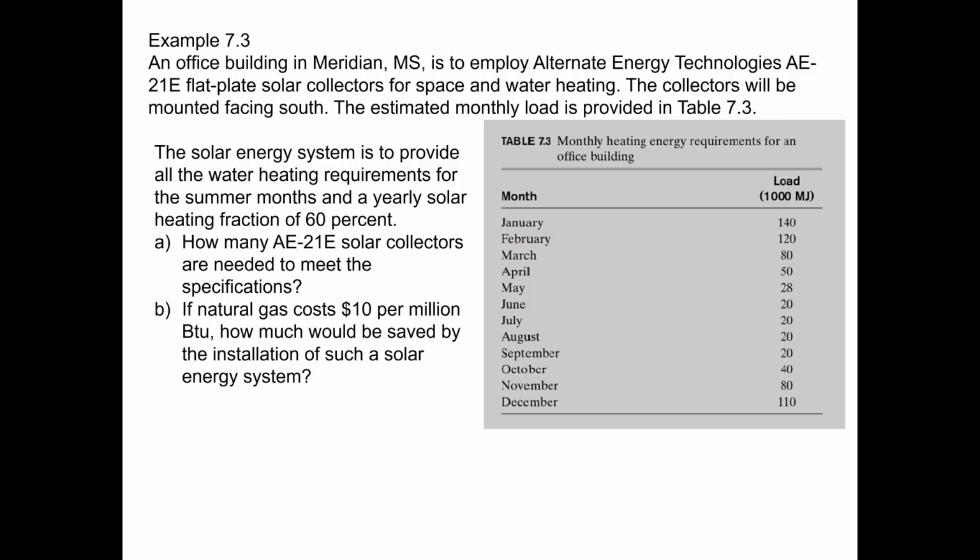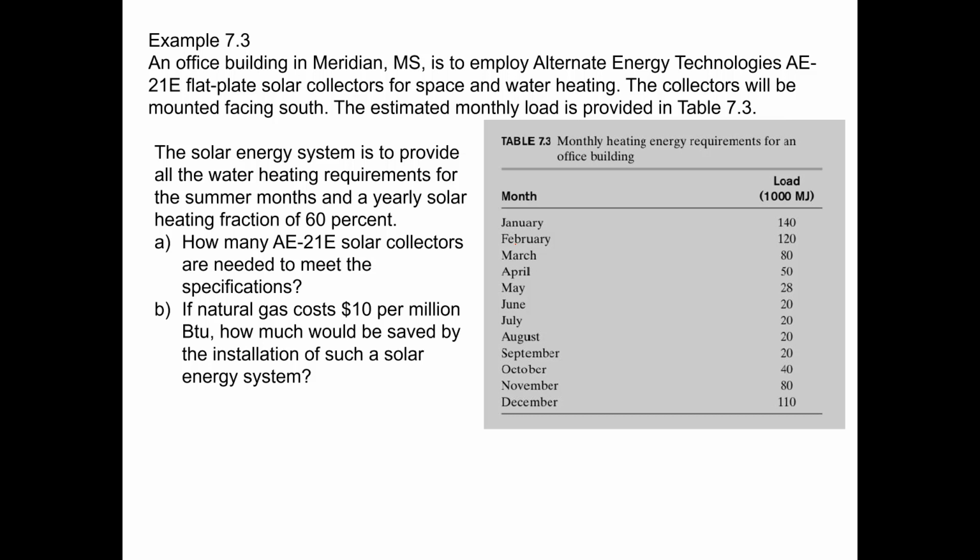So the problem reads, an office building in Meridian, Mississippi is to employ an alternate energy AE 21E flat plate solar collector for space and water heating. The collectors will be mounted facing south, and the estimated monthly load is provided in the table below. So the table shows the monthly heating energy requirements for an office building for each month of the year, January through December, and it gives you the load in megajoules. There are thousands of megajoules. So for example, January is 140,000 megajoules, February 120,000, and so forth.